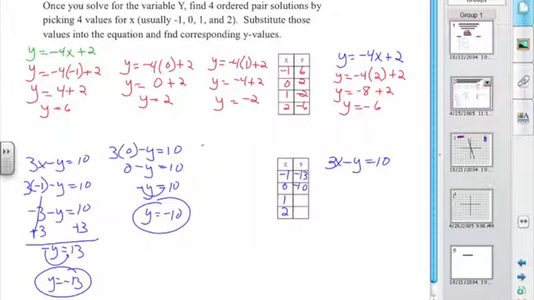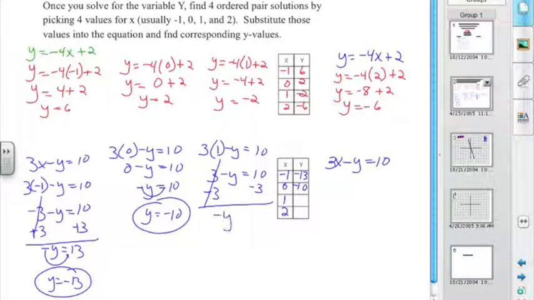Our third of 4 problems, 3 times 1 minus y equals 10. So that's 3 minus y equals 10. We'll subtract 3 from both sides. The 3's on the left cancel out. And we get negative y equals 7. We move that negative sign over. And we get y equals negative 7.